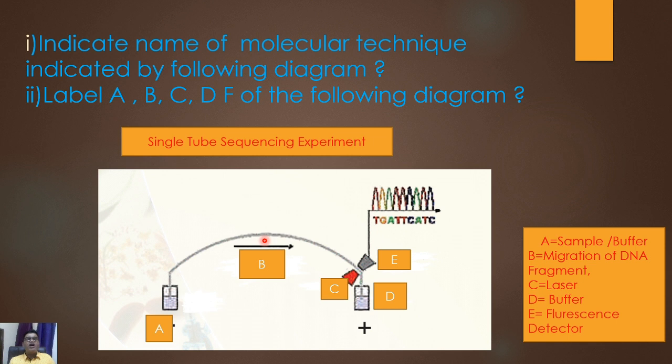So this is the simplest method: instead of using 4 different columns, they use only one column, and a laser detects each nucleotide through different colored fluorescent dyes. So you must remember this diagram, as this is the single tube sequencing experiment that is given in your CBSE textbook.